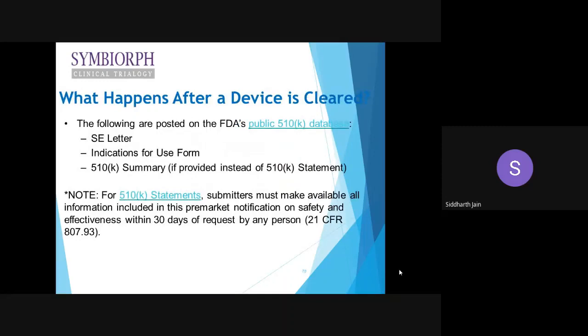So what happens after a device is cleared? The following are posted on the FDA public 510K database. Once you get the 510K clearance, the substantially equivalent letter will be published on the US FDA databases. The indications for use statement is also published on the 510K database. And the 510K summary is provided instead of a 510K statement. If a 510K summary is provided, then the entire 510K summary of your company will be published on the 510K database. So these are the typical key contents that appear once you get the 510K cleared for your products. Next slide.